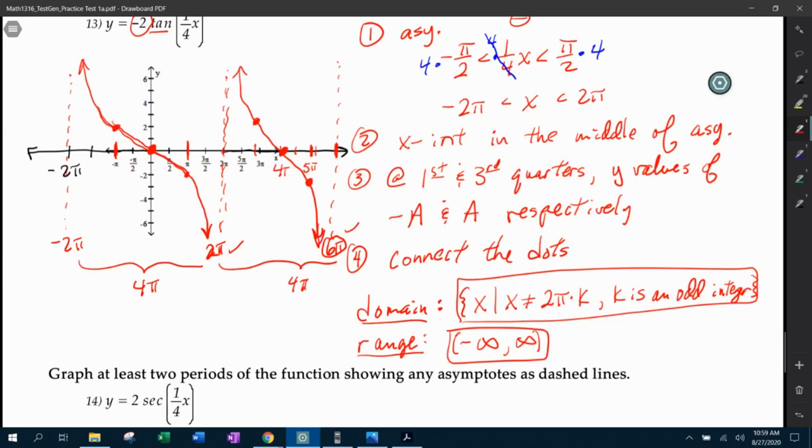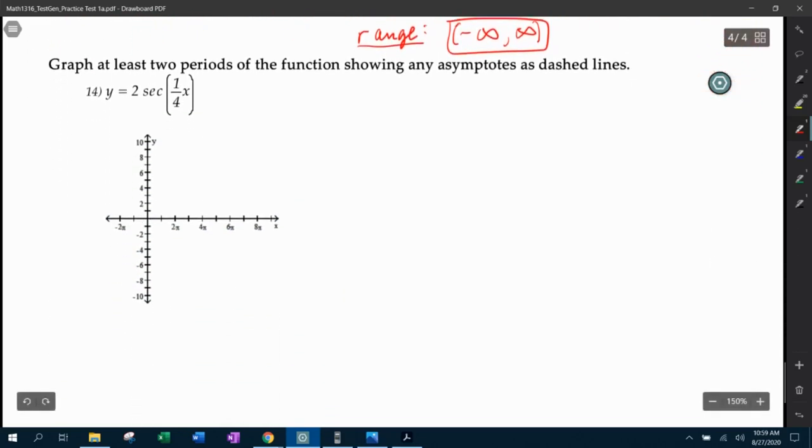It's going to go down to minus infinity, and it continues to go up forever up to positive infinity. So it covers all the y values. And that's going to do it for number 13. All right, here we go.